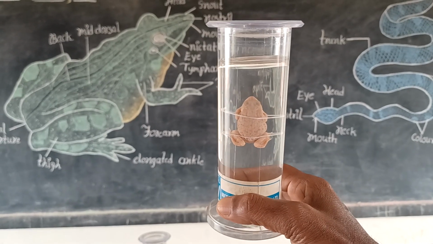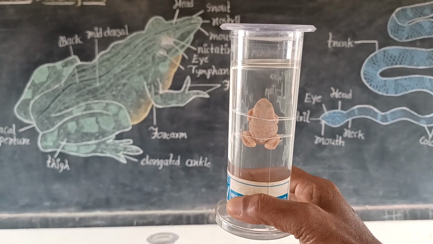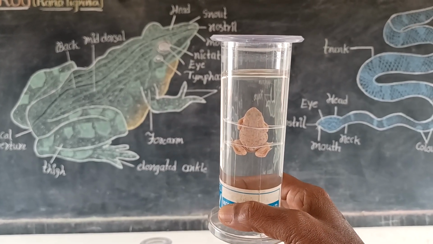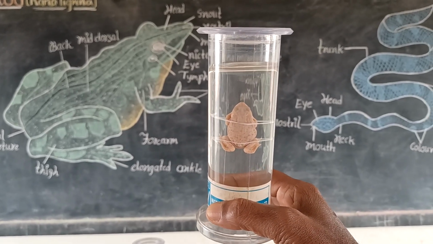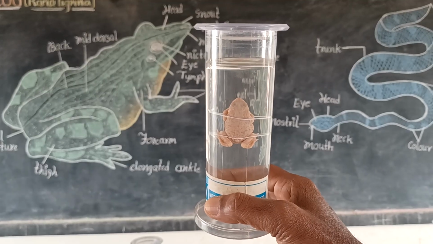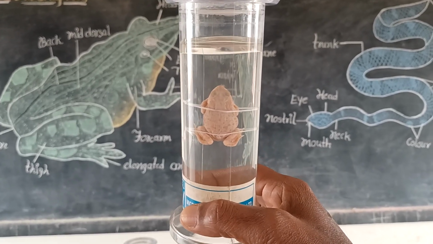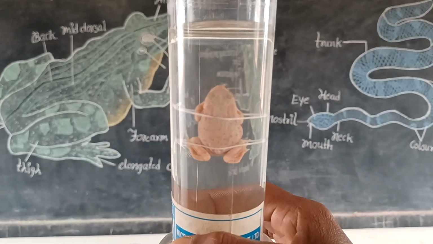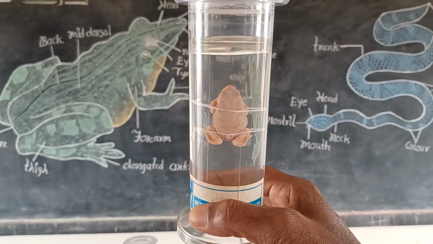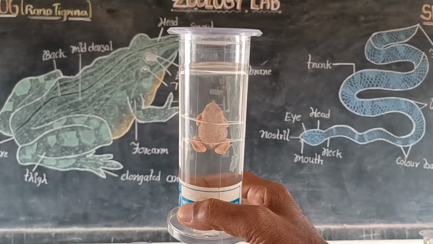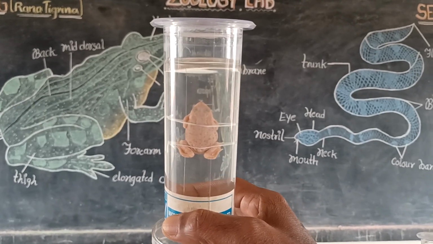This is the specimen of frog. The observed characters are: the dorsal surface is dark olive color with black patches, while the ventral surface is whitish. The body consists of head and trunk. Neck is absent. Head is conical with a blunt snout. Two external nostrils are present. One pair of distinct eyes is present on the dorsal side.